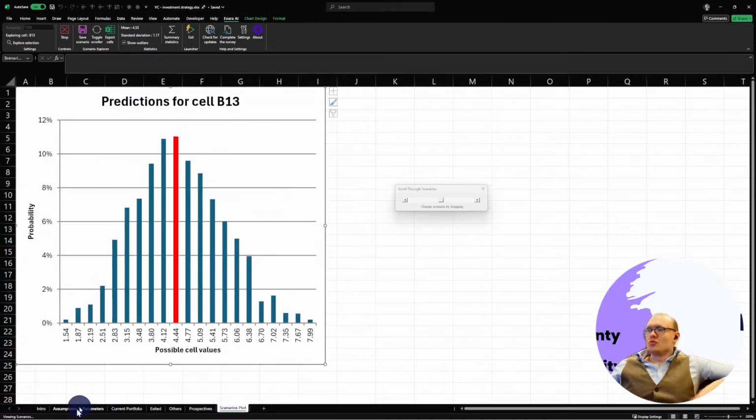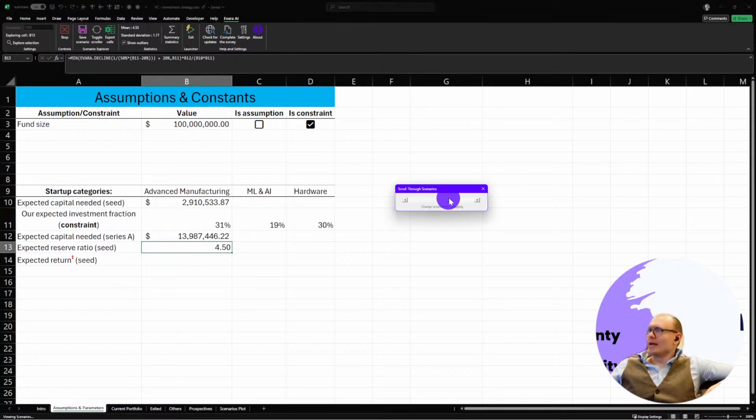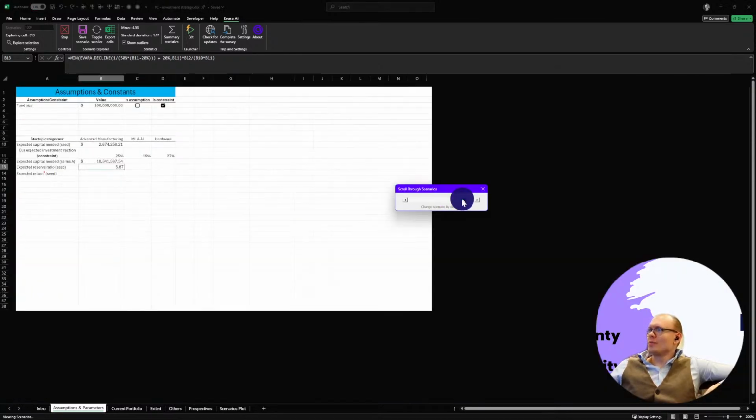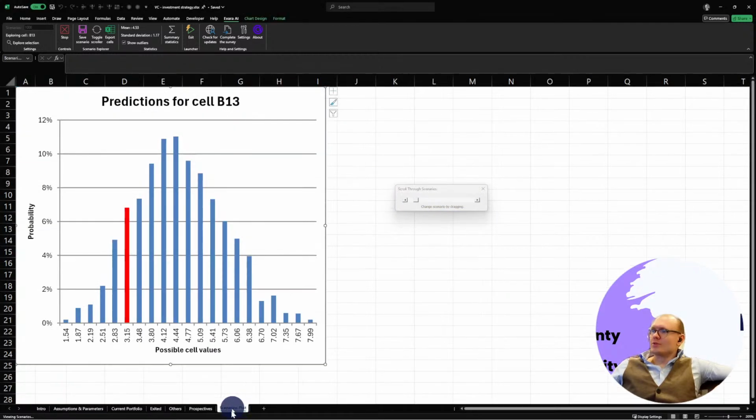But just to return to this particular number, remember, as you can see here, it says this is the prediction for the cell B13. We go back here, there was the ratio. So now you can see 4.5 is this particular ratio we will look at, and we can scroll through all the possibilities that have been generated and explore them individually. We can see how all these individual scenarios and their values relate to each other. And you'll notice as I'm scrolling through this, if we go back to the scenario plot here at the bottom, you'll see that there's this red bar.